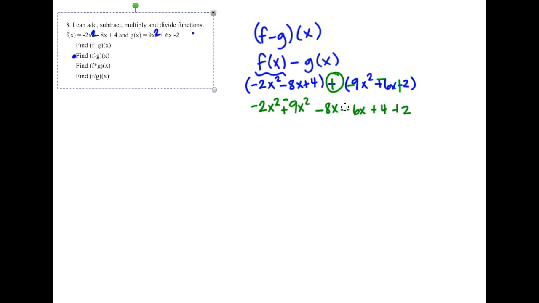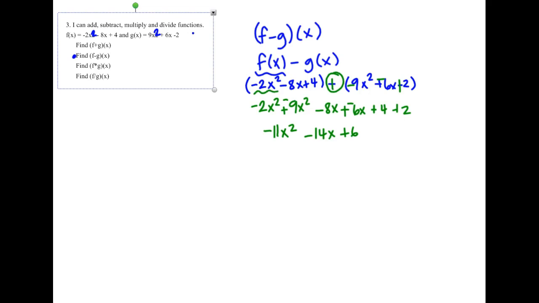And then -8x plus a -6x, you can totally do that. All right, so let's put these like terms together now. So I have -11x squared, and I have a -14x, and I have a positive 6. All right, another way to do it now that you have a plus sign here is just drop the parentheses and put like terms together.